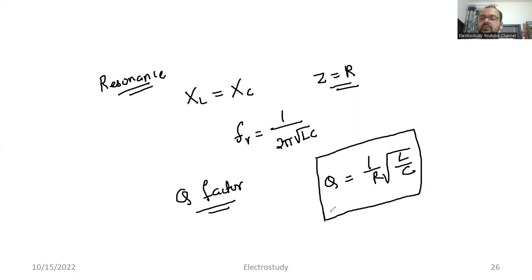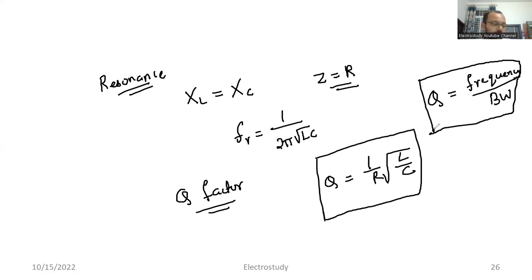Similarly, there is a relation between quality factor and the bandwidth. So what is the relation? In case of an RLC resonance circuit or network, we can write the quality factor is equal to the frequency divided by bandwidth. Here, the quality factor is inversely proportional to bandwidth. This point you have to note down. So these are the important points.